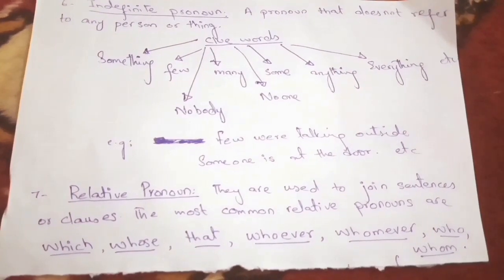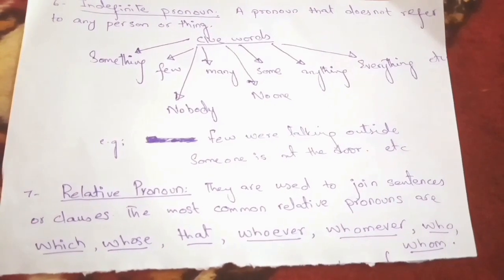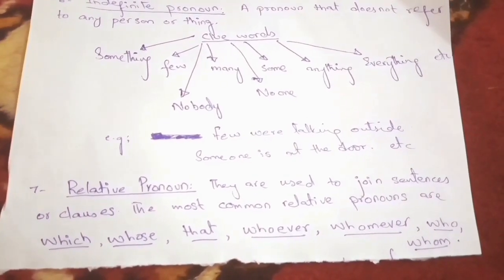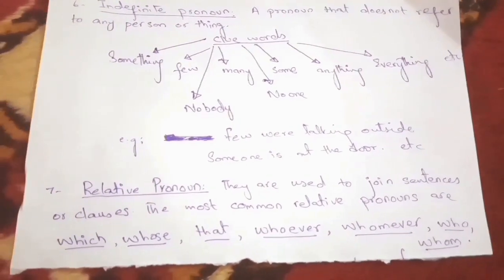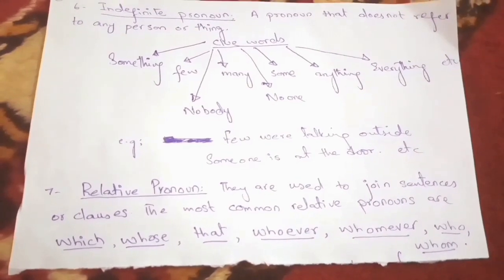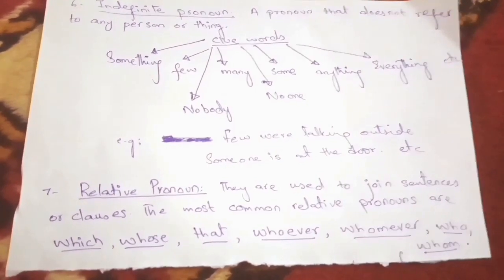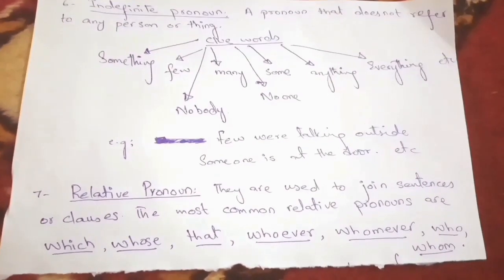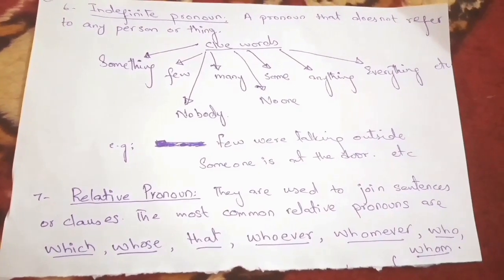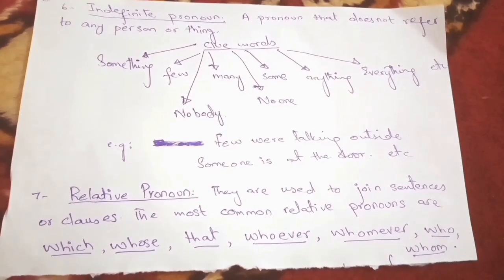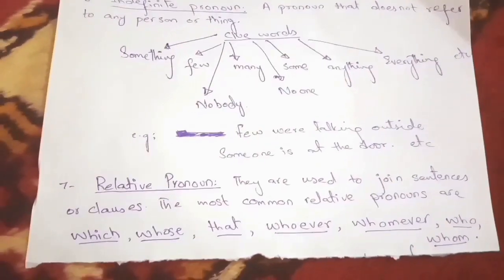Last but not the least is relative pronoun. They are used to join sentences or clauses. जो दो sentences को या दो clauses को जो words आपस में मिलाते हैं उनको हम लोग relative pronoun कहते हैं. The most common relative pronouns are which, those, that, whoever, whomever, who, whom, etc. If we find these words in between two clauses or two sentences, then that means it is a relative pronoun. I will show you an example.